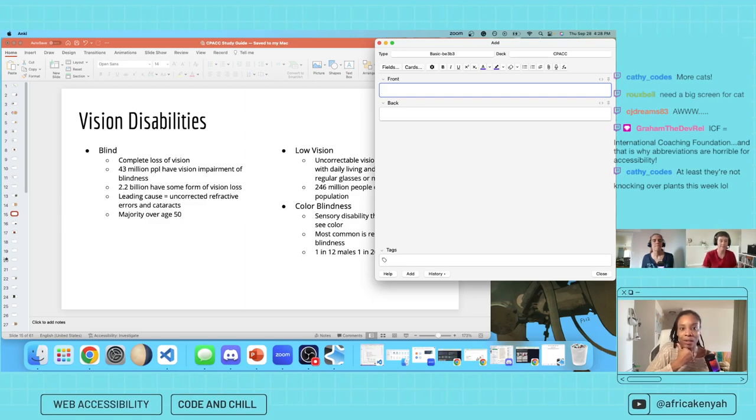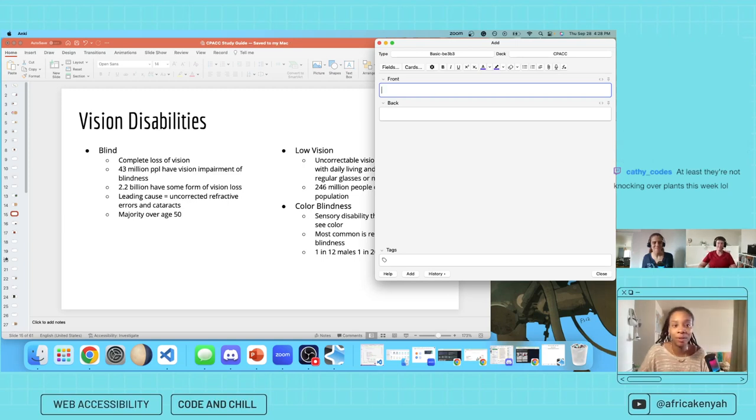Kathy Coe said, at least they're not knocking over plants this week. Yeah, thank goodness. Oh no, I guess they're worn out. They're very cute right now.